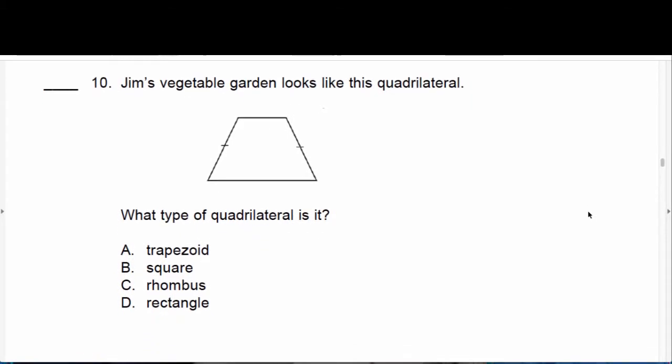Question 10. Jim's vegetable garden looks like this quadrilateral. What type of quadrilateral is it? A. Trapezoid. B. Square. C. Rhombus. D. Rectangle.